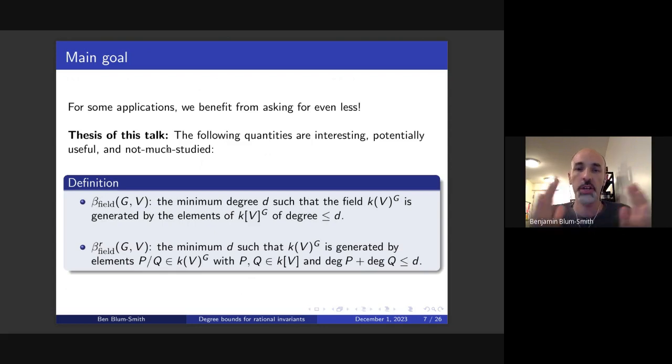So what degree do you have to go through before the invariant rational functions of less than or equal to that degree generate the field of invariant rational functions? So the difference is that beta field requires the generators to be polynomials of small degree, and rational beta field allows the generators to be rational functions of low degree, but in both cases, we're trying to generate the field of rational functions.